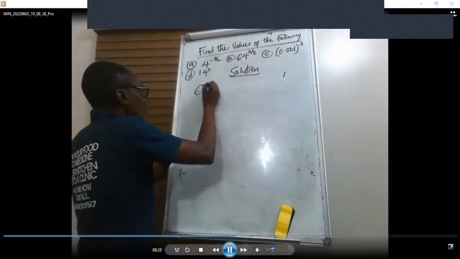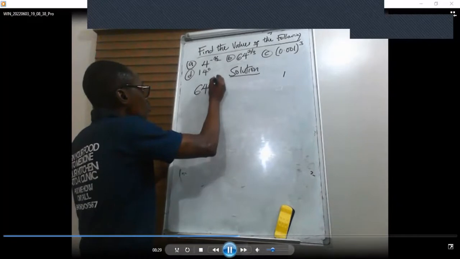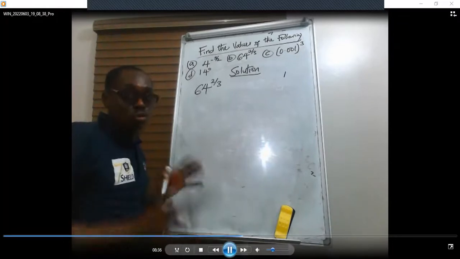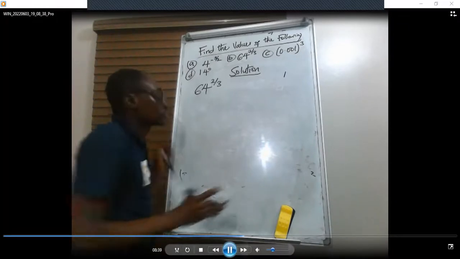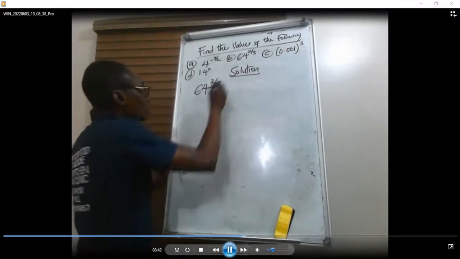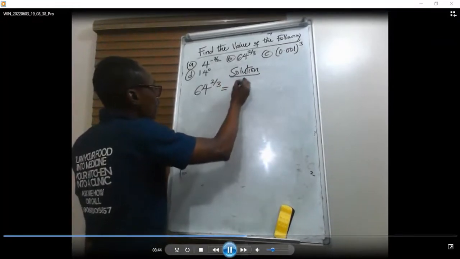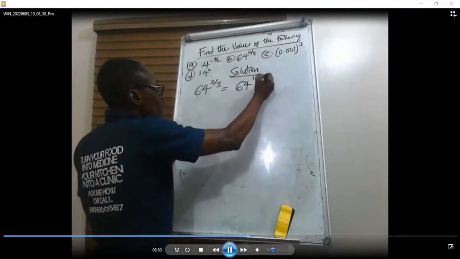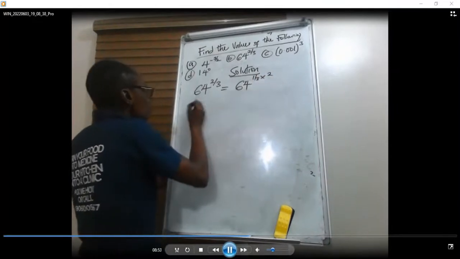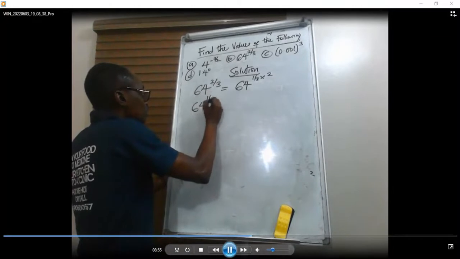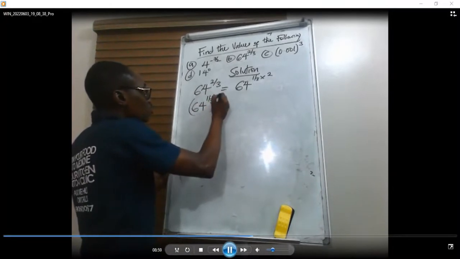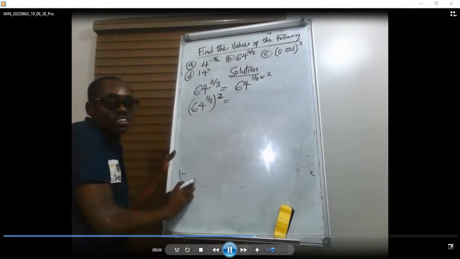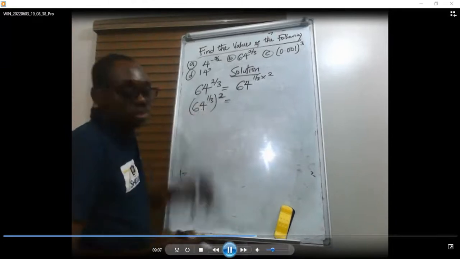64 raised to power 2 over 3. There are many ways, but I'm going to just use one way. Okay, I'm going to solve it in two different ways. So we could write it as 64, and 2 over 3 can be written as 1 over 3 times 2. So you can now keep this in brackets and keep the 2 outside. So 64 raised to power 1 over 3.